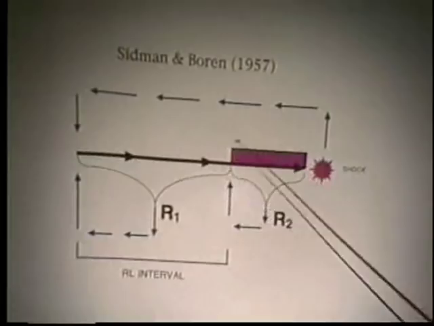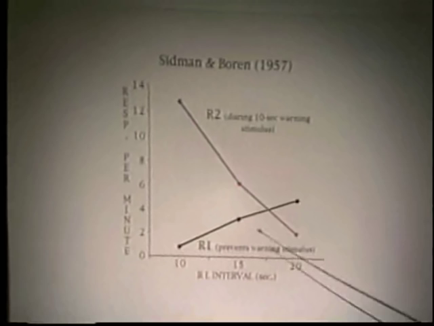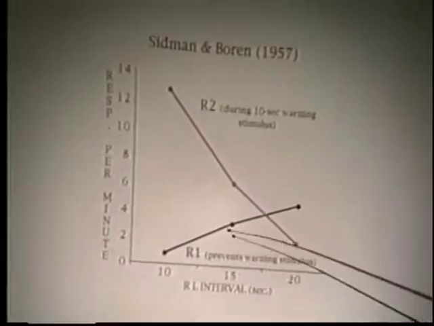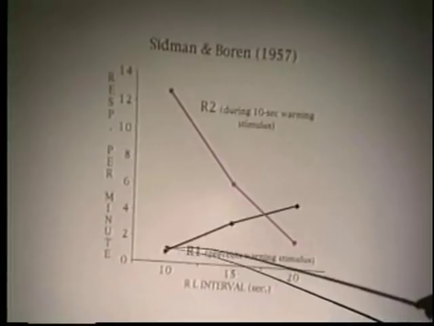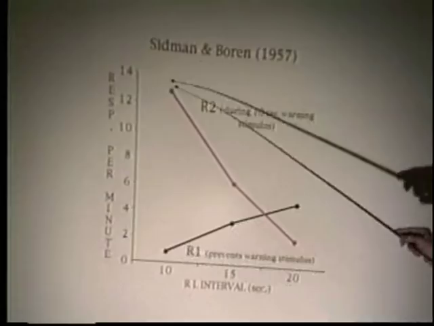Responding in the dark, that would be in the response light interval. This is responding during the interval where he can prevent the light from coming on. If the two intervals are equal, his response rate is virtually zero. It's a little below one response per minute in the dark. Response is very high during the light. So if those two intervals are equal, he spends his time in the situation closer to the shock.